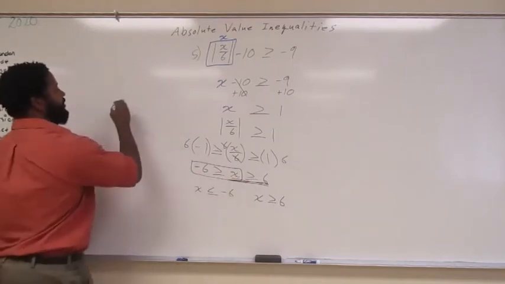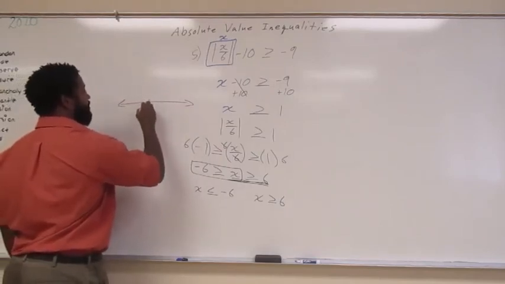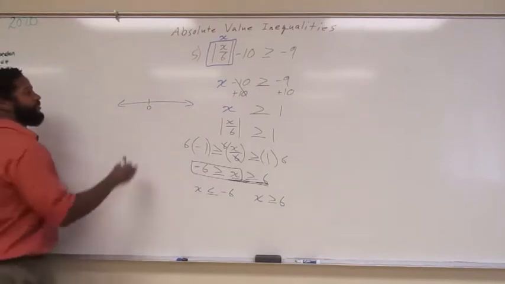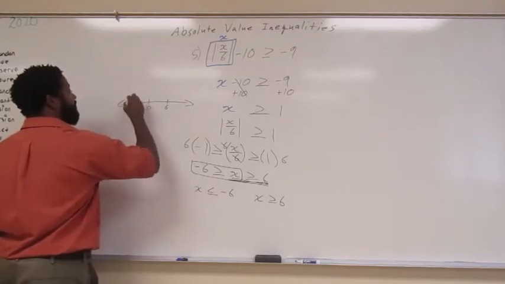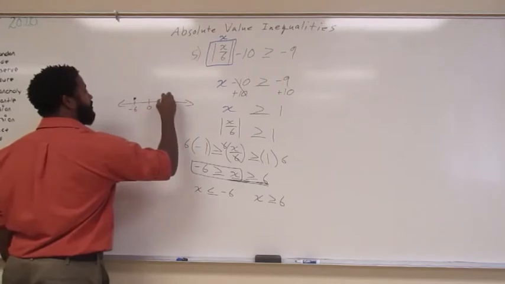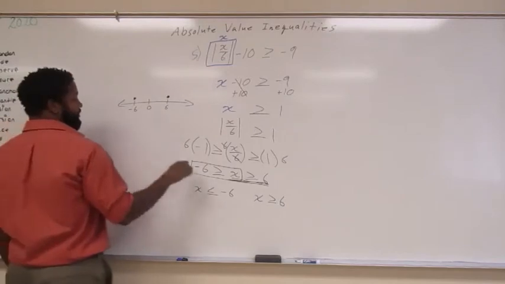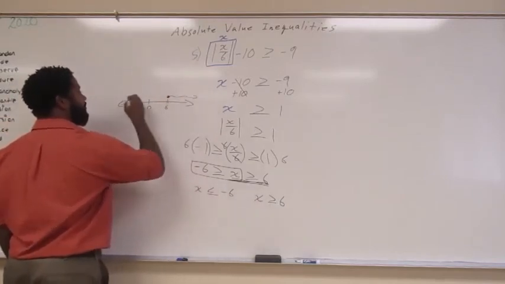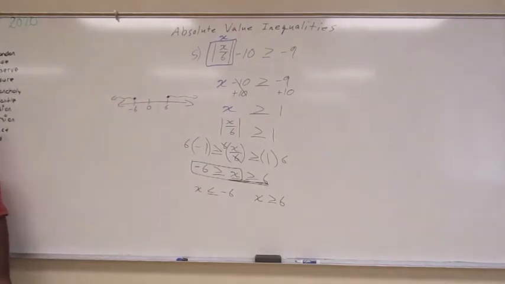So how are we going to write our graph? It's a closed circle. And then it's 6 and -6 going away from each other. Closed circle, going away from each other. It's the arrows. Look at them. Okay? Any questions, comments, concerns?